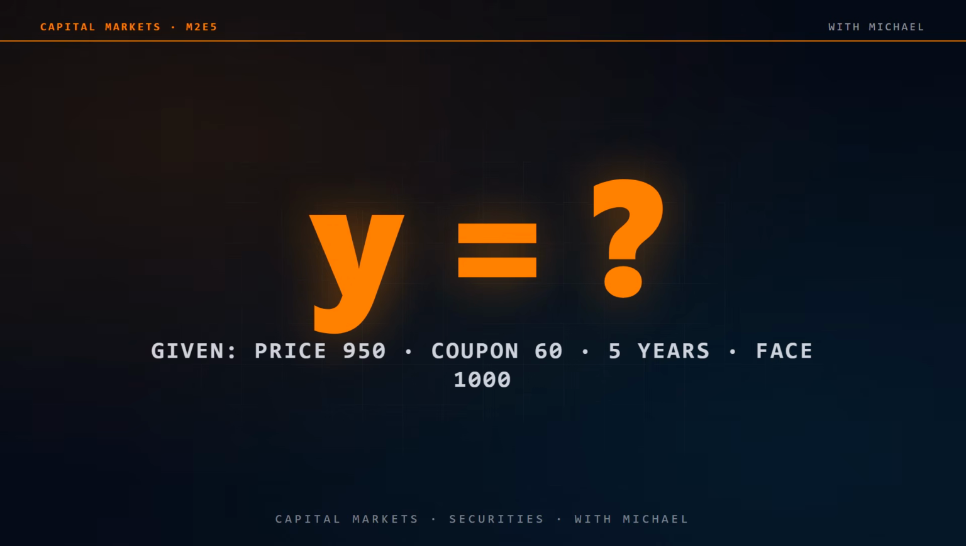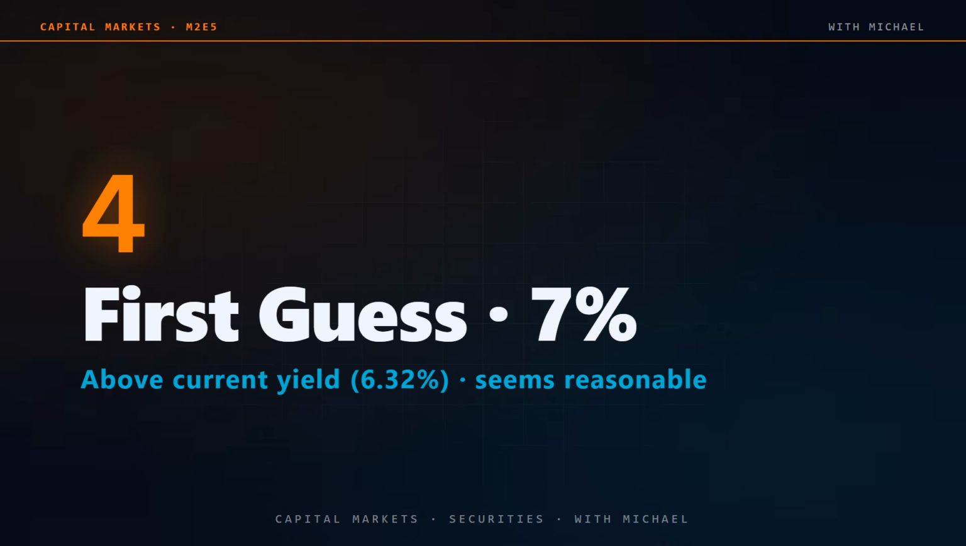First iteration: the bracketing guess. We need a starting guess. A common heuristic is to use the current yield as a first approximation. Current yield equals coupon over price equals 60 over 950 equals 6.32%. We know YTM should be higher than current yield because the bond trades at a discount and we will gain back the discount to par over the next 5 years. So a reasonable first guess is 7%. Let us plug it into the formula.